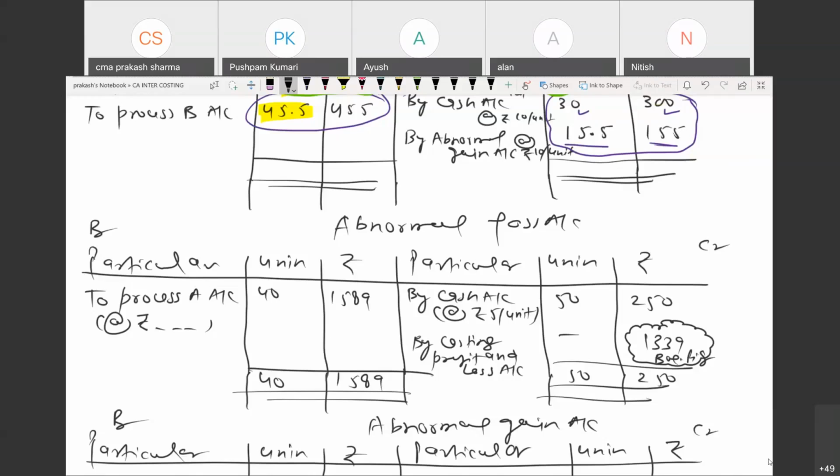But how do we make journal entry and how do we make profit and loss account, that you will study in a separate chapter known as cost bookkeeping. Okay. For now, you can assume costing profit and loss account is similar to what we actually prepare in financial accounting. So this amount will be debited to costing profit and loss account.